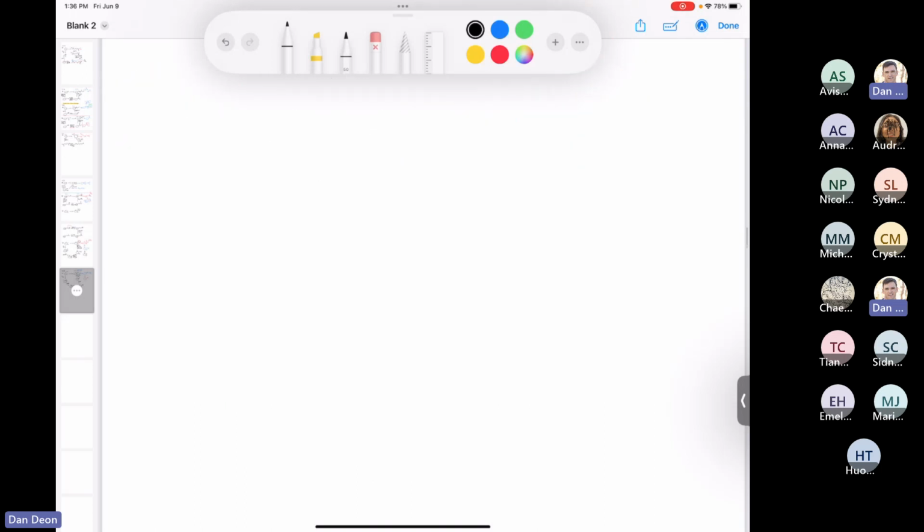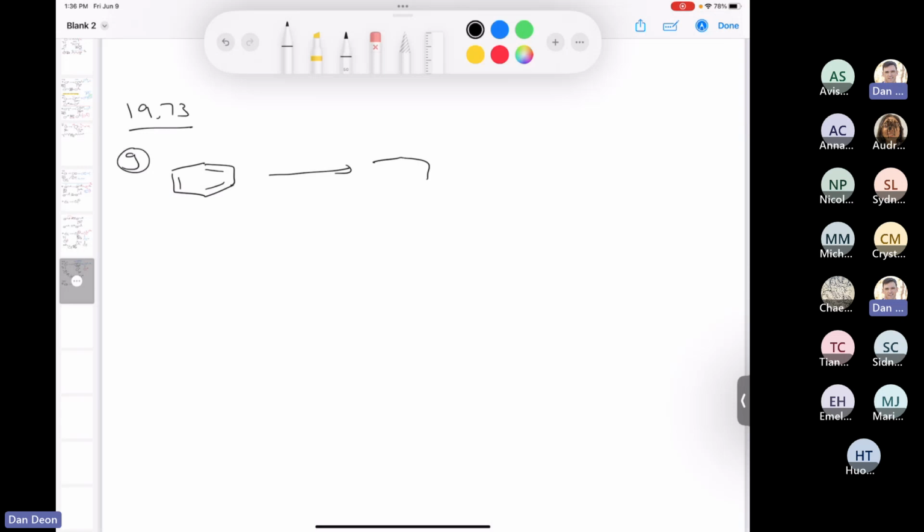Let's try this one. This is 19.73 G. So 19.73, this is G. And I think this is a good problem because it involves electrophilic aromatic substitution. And that's something we need to consider. All right, so if I want to make this compound, let me fix that. There we go.